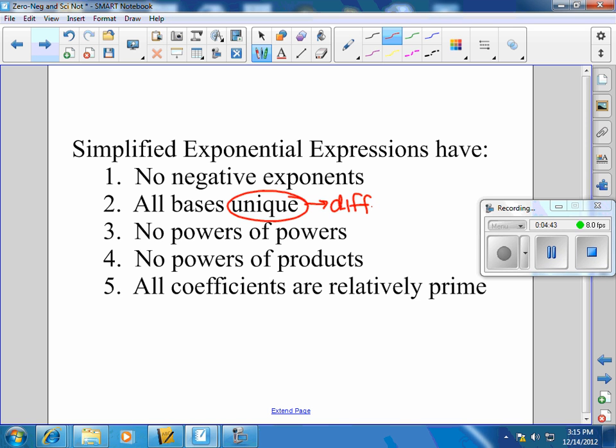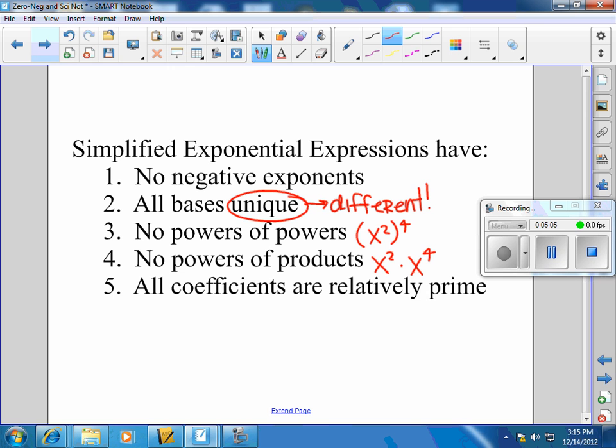If you have 2 x's, you need to simplify them. If you have 2 numbers, see if you can simplify them. You can't have powers of powers, so don't leave anything like x squared to the 4th power. That's something we can simplify. You also can't have powers of products. So I couldn't have x squared times x to the fourth.